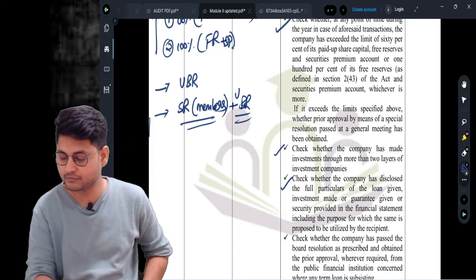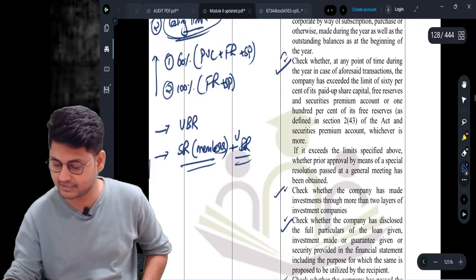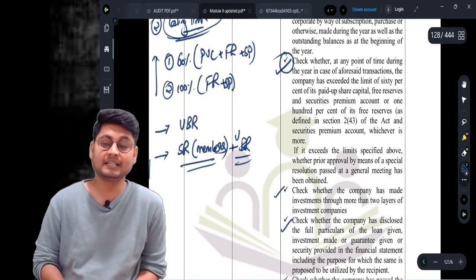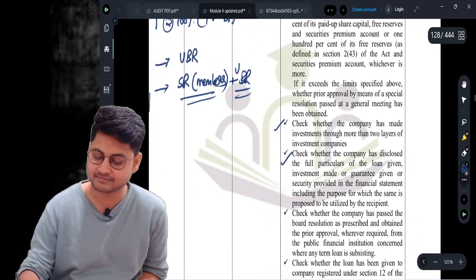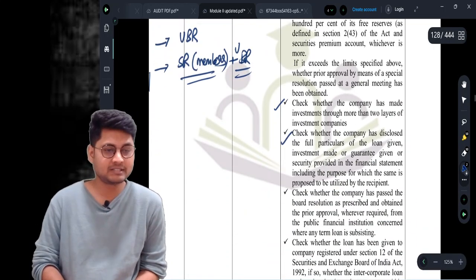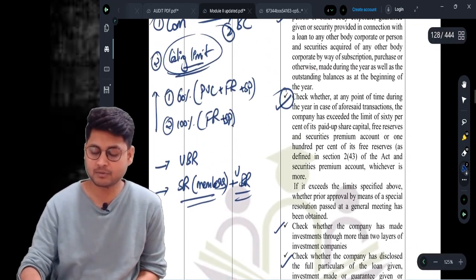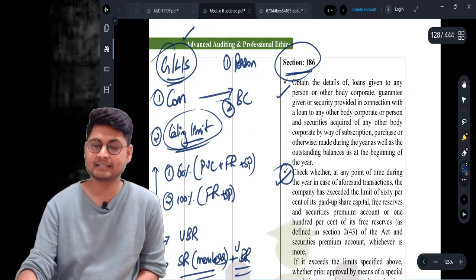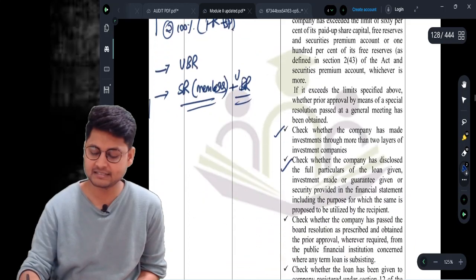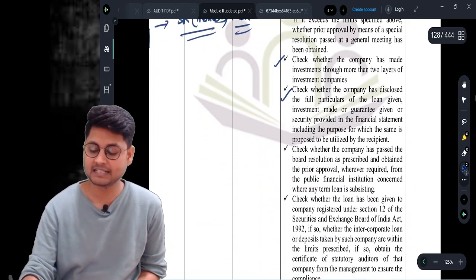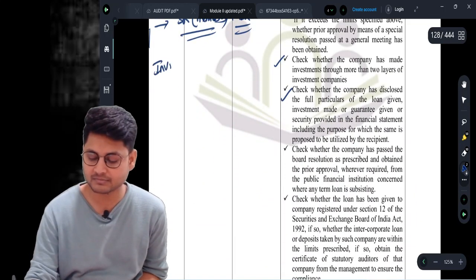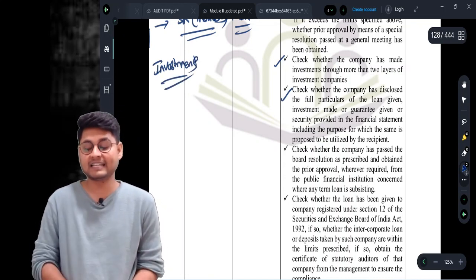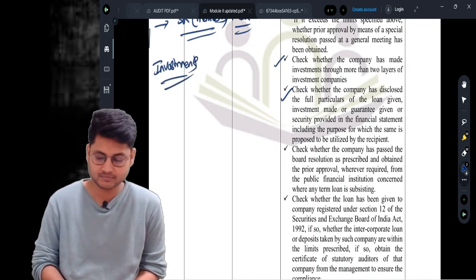So this is the ceiling limit which is there in section number 186. Along with that, I am talking about loan, guarantee and security. Now I am going to talk about investments, because it is LIGS, right? Regarding investment I am talking about now.